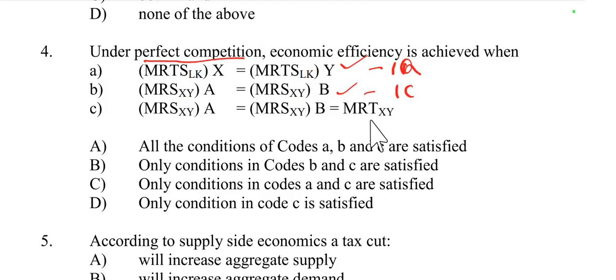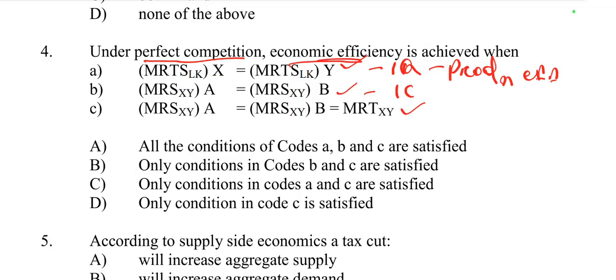MRT is called the marginal rate of transformation. So this is also right. The first one is the condition MRTS LK of X is equal to MRTS LK of Y. It is the condition of production efficiency.